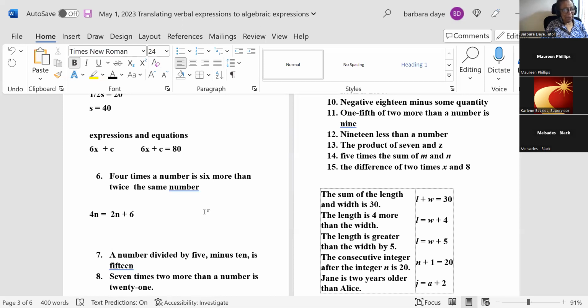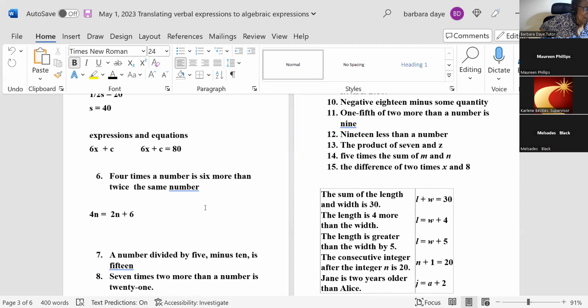Six more than twice the same number. You call that number n. So for n, you had n, then you say twice the same number, that has to be 2n. And 6 more than means you're adding the 6 to that 2n.